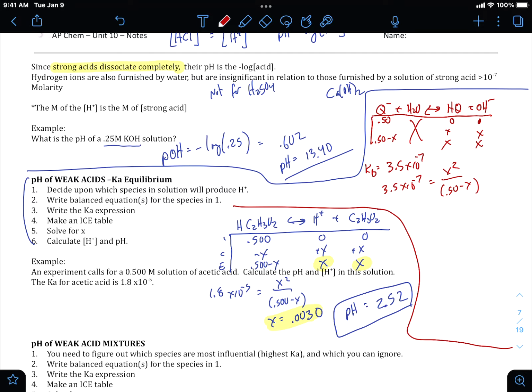We're going to just ignore the x. There's no real reason to use a solver here, so just multiply both sides by 0.5 and take the square root. Okay, so x is 4.2 times 10 to the minus 4.